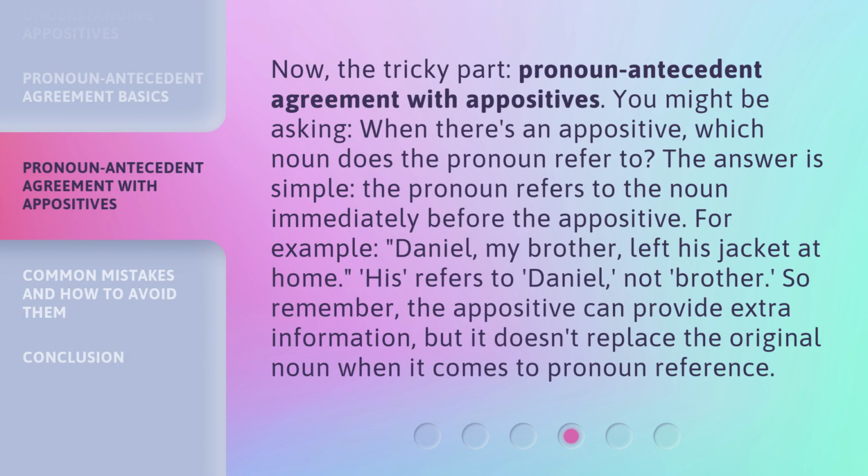Now, the tricky part: pronoun-antecedent agreement with appositives. You might be asking, when there's an appositive, which noun does the pronoun refer to? The answer is simple. The pronoun refers to the noun immediately before the appositive. For example, Daniel, my brother, left his jacket at home. His refers to Daniel, not brother. So remember, the appositive can provide extra information, but it doesn't replace the original noun when it comes to pronoun reference.